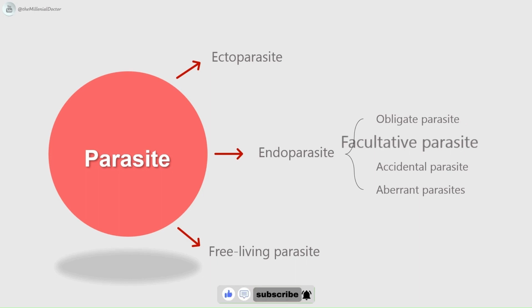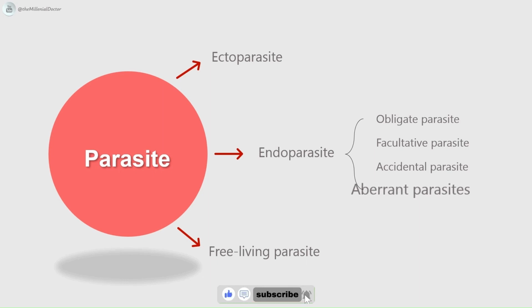Next, facultative parasite. This is the organism which may either live as parasitic form or as a free living form. Example: Naegleria fowleri. Next, accidental parasite. Parasites which infect an unusual host are known as accidental parasites. Echinococcus granulosus infects man accidentally, giving rise to hydatid cysts.